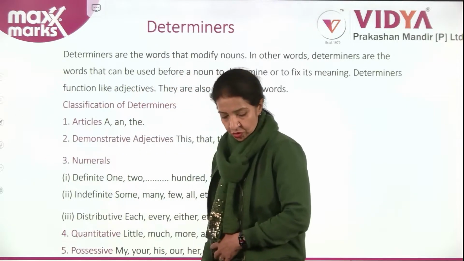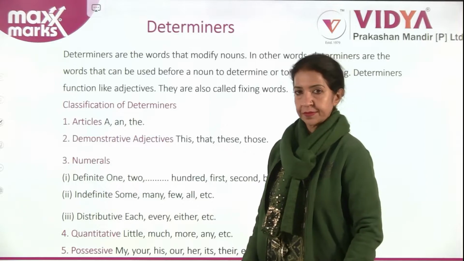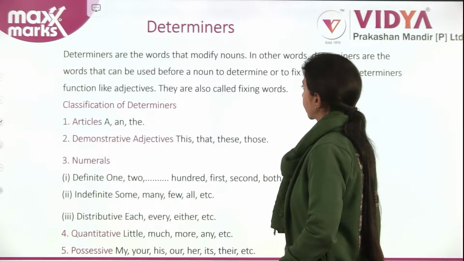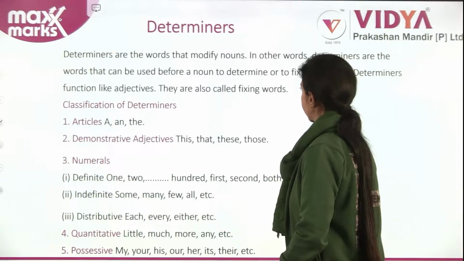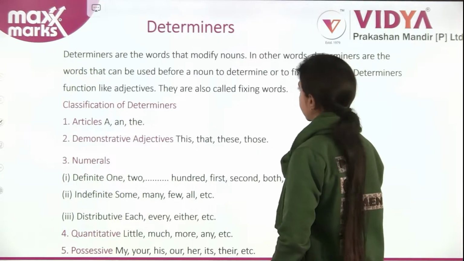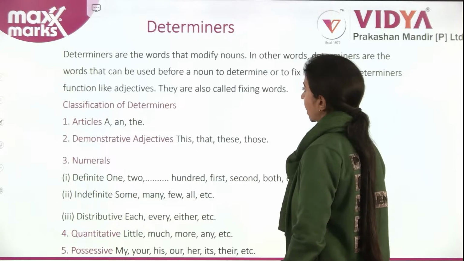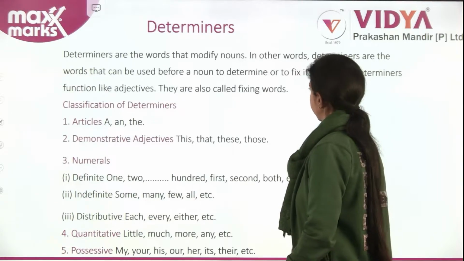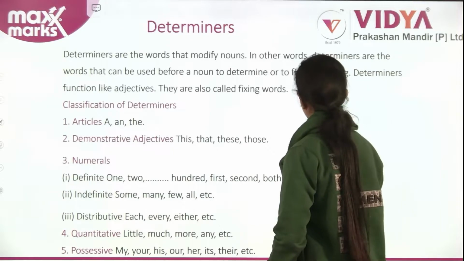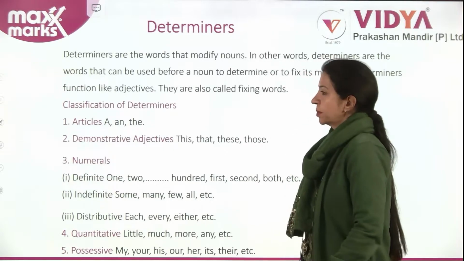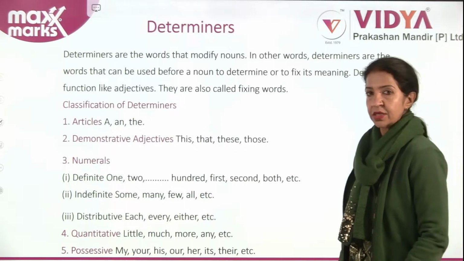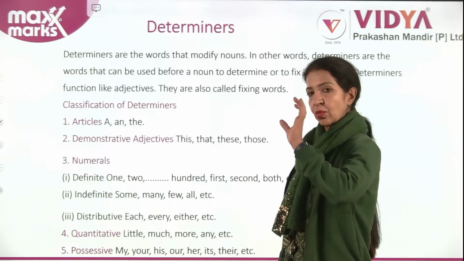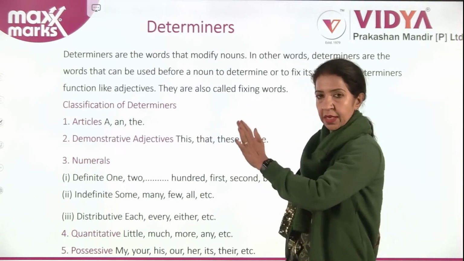Next we move on to determiners. Determiners are the words that modify nouns. In other words, determiners are the words that can be used before a noun to determine or to fix its meaning. Determiners function like adjectives. They are also called fixing words, just for your understanding.